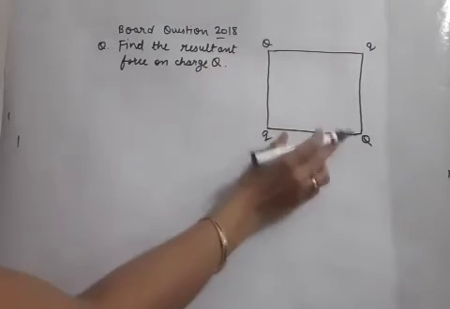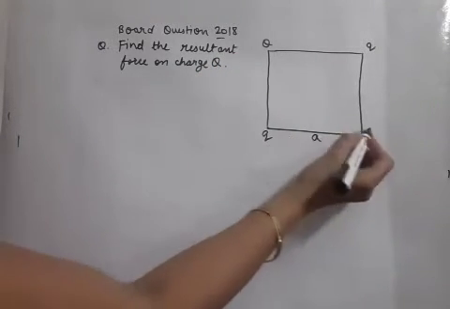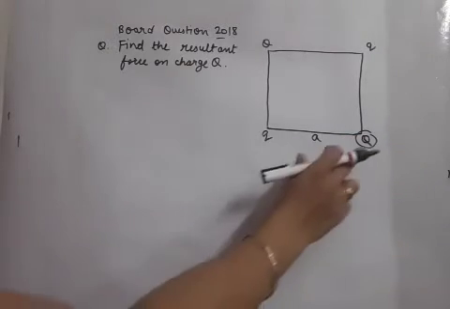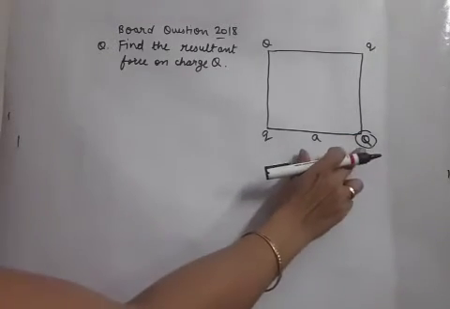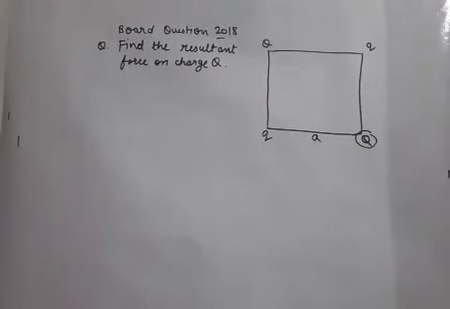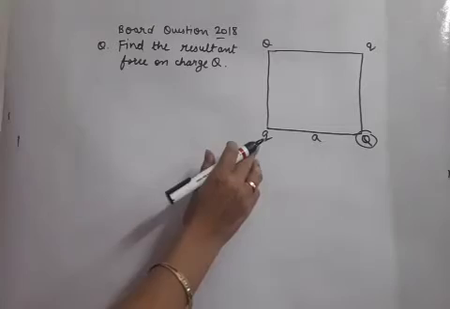Now there are two capital Q charges. We can circle any one capital Q charge. That means this is under consideration. We have to find the net force on this charge. Now in this question we will understand how we can handle multiple forces and find the resultant. So how will we do it?